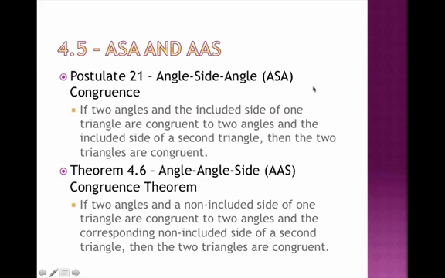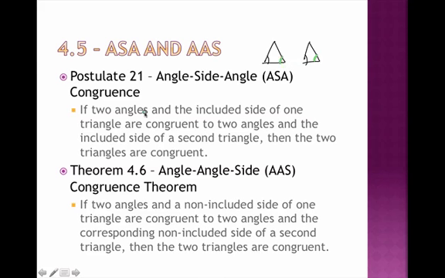Okay, so that's meaning that let's say we have two triangles here. We have two angles that are congruent to each other on both triangles. So we've got one angle marked, and let's say we have this angle right here marked.